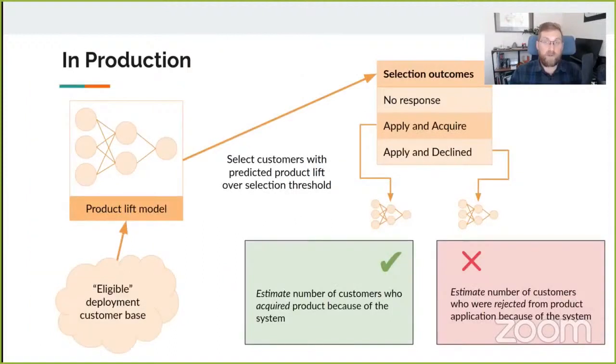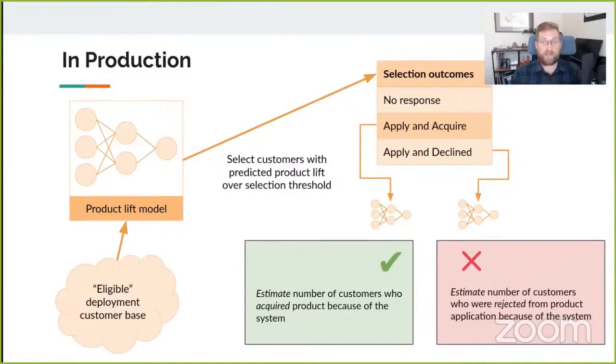In production then, we will have an eligible customer base on which we deploy the system. We've selected our lift threshold. We estimate the lift values of the customers using the models from our RCT, and then if they're above that threshold, we give them a call. We apply the intervention.